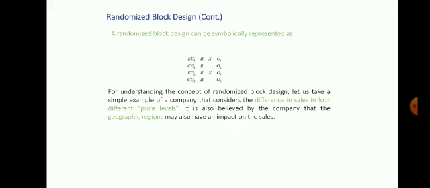This is a symbolic representation of the randomized block design, wherein the difference in the sales at four different price levels, 1, 2, 3 and 4, is measured against the four selected geographical regions, and this gives us the representation of 4 by 4, geographic region against four different price levels.